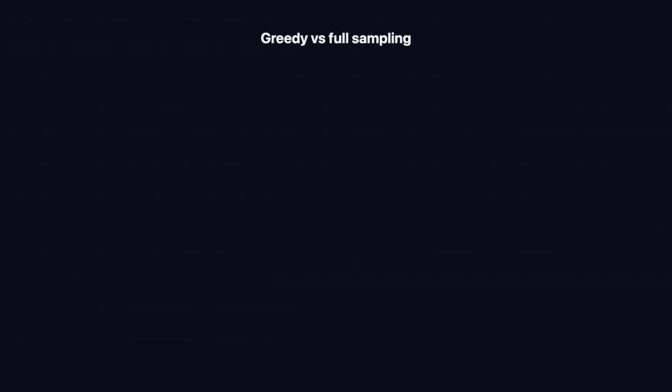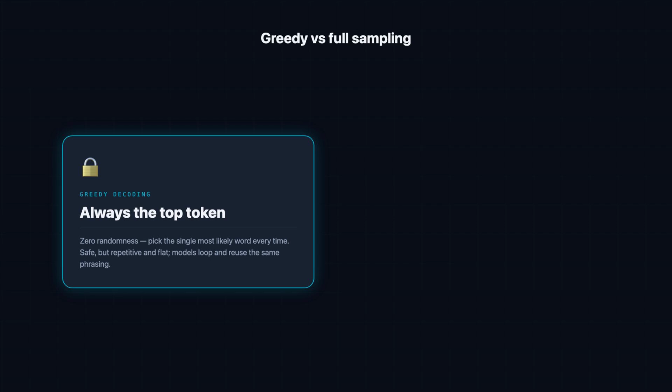Now, to see why top K exists at all, look at the two extremes it sits between. Greedy decoding always grabs the single highest probability token, no randomness at all. It sounds safe, but it's the reason models loop and repeat themselves. Ask a question and you often get the same stock phrasing, because the most likely word is rarely the interesting one. Predictable, and honestly a little dull.